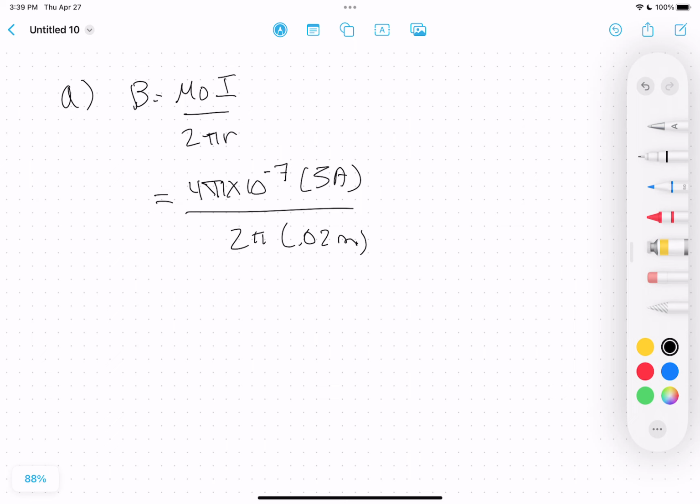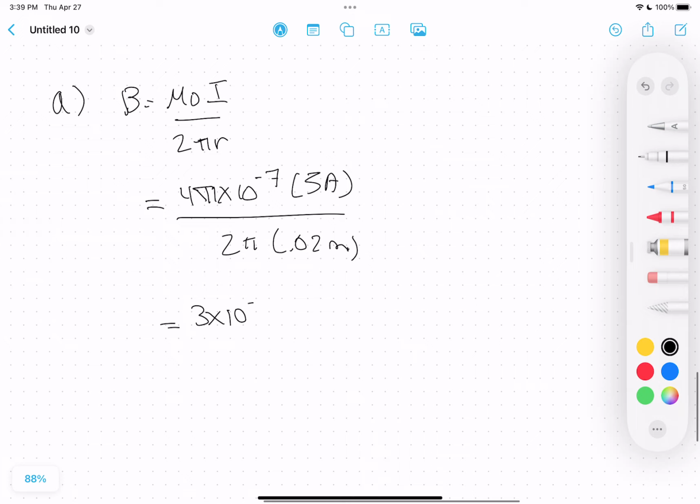With that being said, our magnetic field, we can go ahead and calculate that out. 4 pi times 10 to the negative 7, and then multiplied by 3 amps, and then divided by 2 pi times 0.02 meters. So that gives us 3 times 10 to the negative 5 for our magnetic field. 3 times 10 to the negative 5 Teslas.